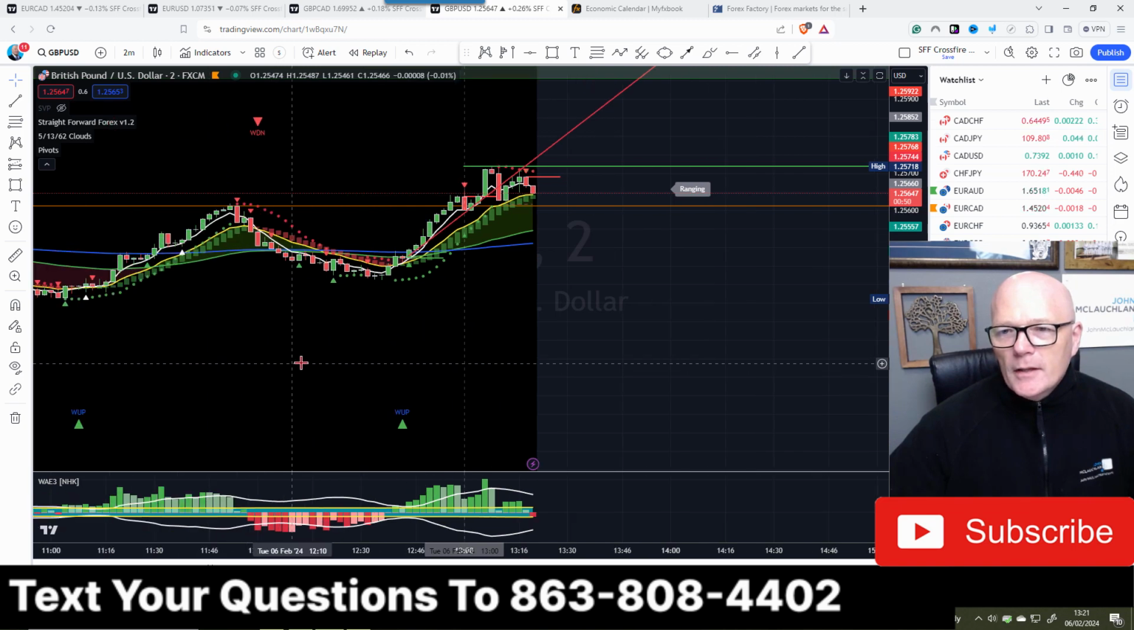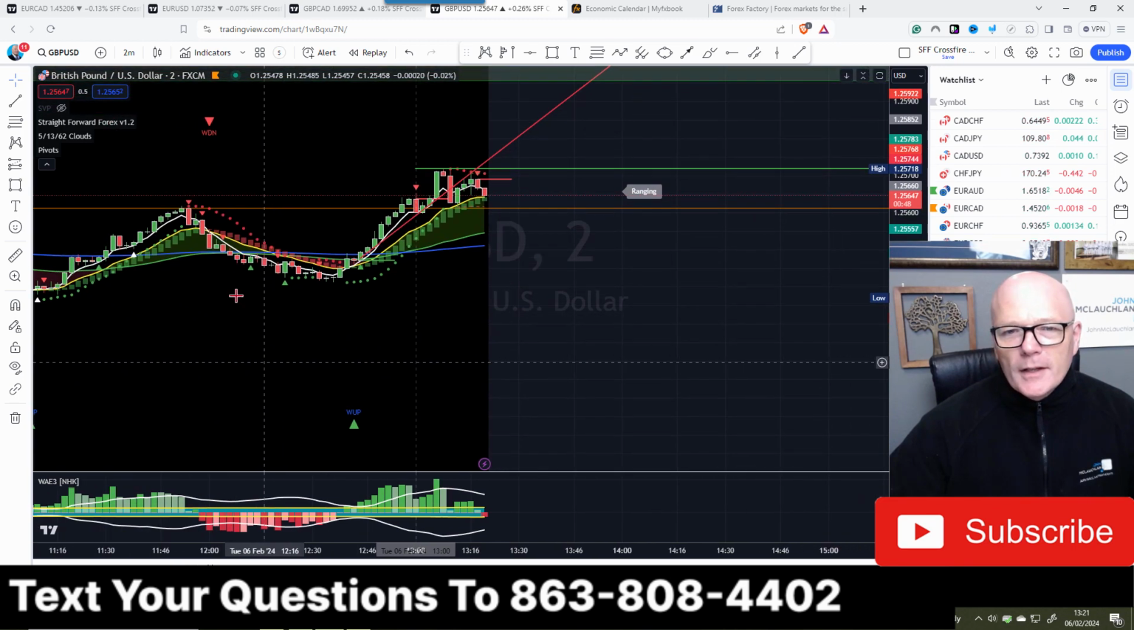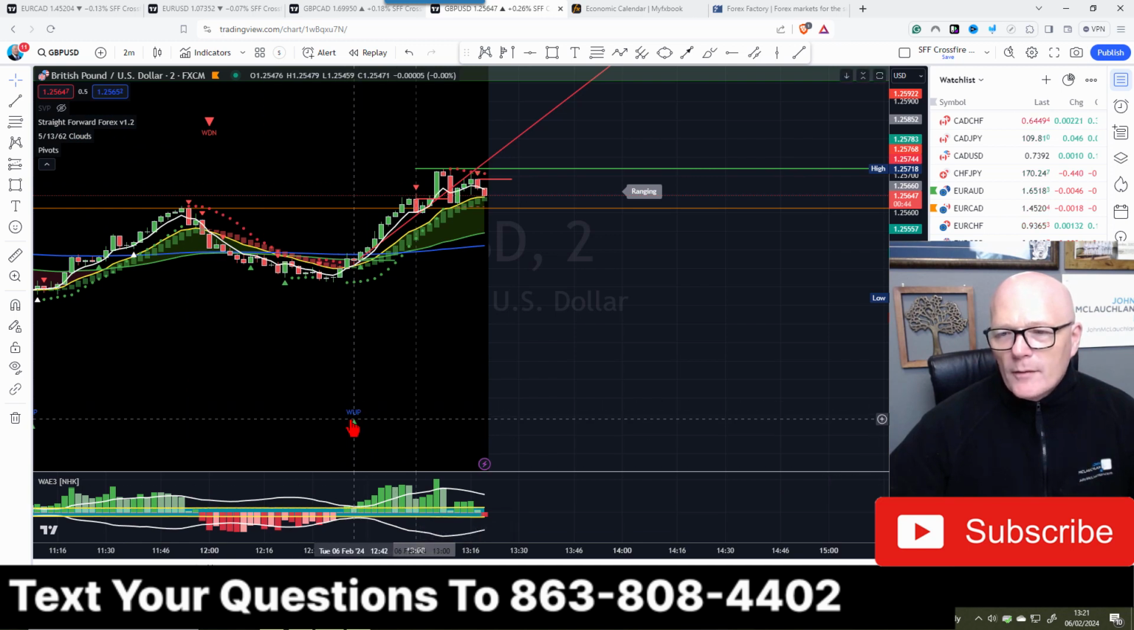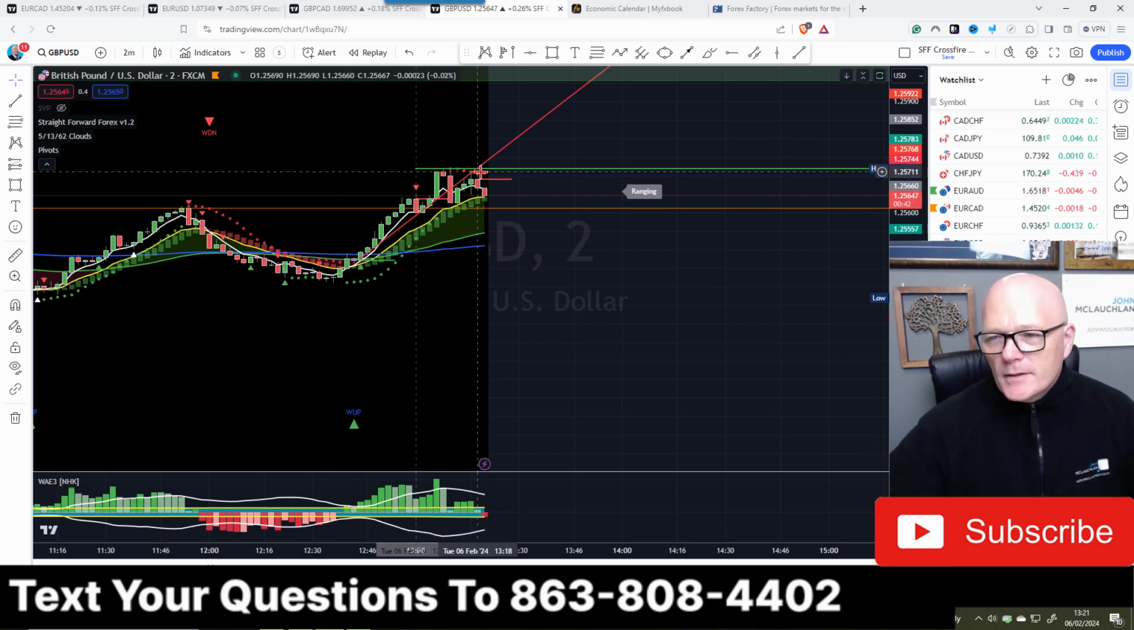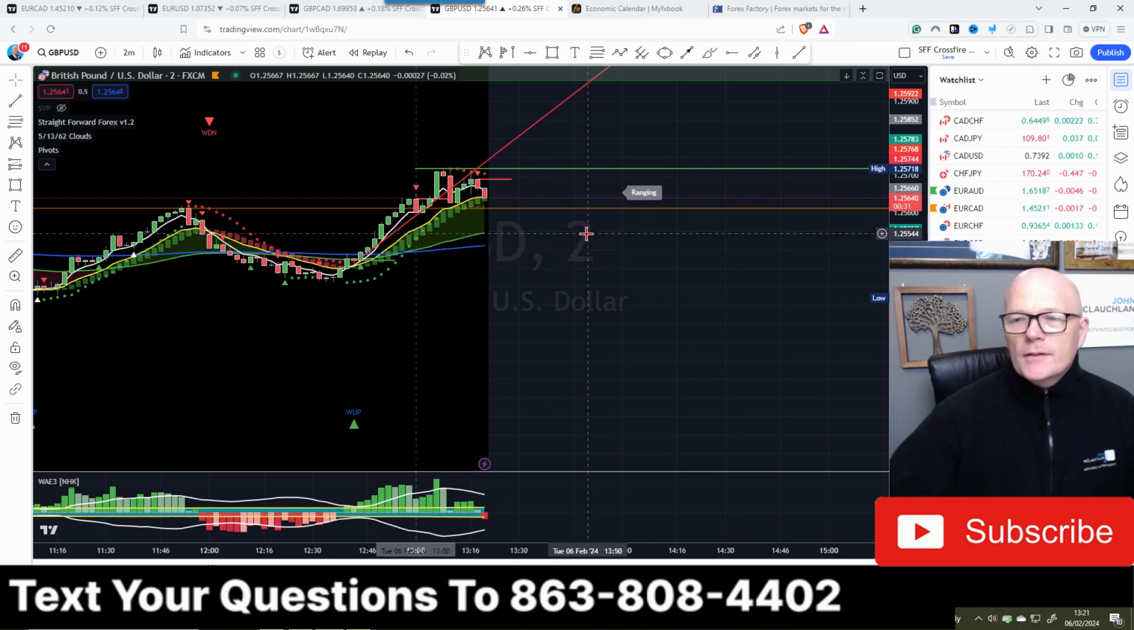Although in terms of the indicator that we've got, the straightforward Forex, it's telling us we're still on a wave up. Okay, the PSAR has flipped. The moving averages are not in favour, kind of pointing upwards. So again, we've got to wait for this to do something anyway. And right now it's not.